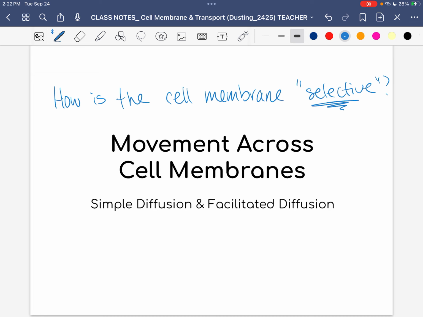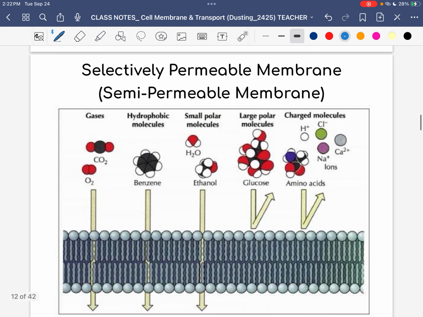So in this talk, we'll discuss how simple diffusion helps the membrane to be selective and how facilitated diffusion helps the membrane to be selective. These are two types of diffusion that we need to know. So remember that the cell membrane is selectively permeable. It selects what goes in and out. Another way to say that is semi-permeable.